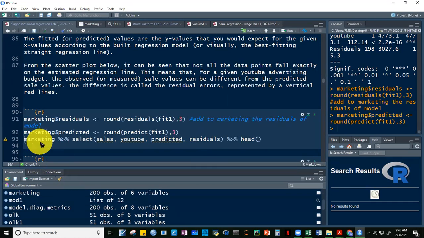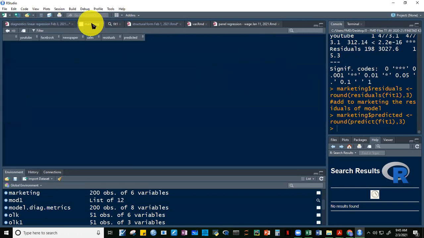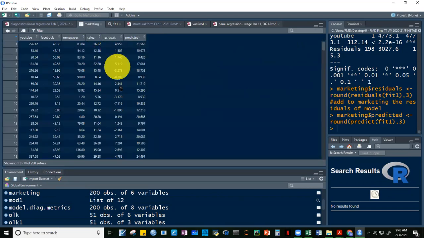Then this, we can remember, is just a practice of our dplyr from marketing, and then select. We're just going to select sales, YouTube, predicted, and residuals. And then get the head, the first 6 elements. Because guys, our marketing now has additional residuals and predicted. If you check, sales minus the predicted is equal to your residuals.